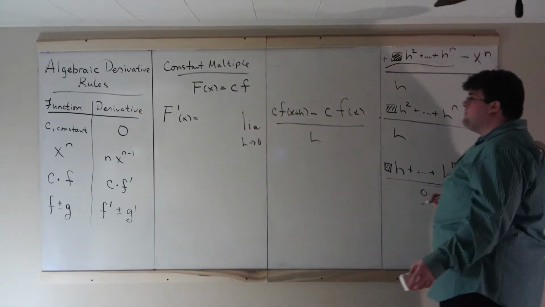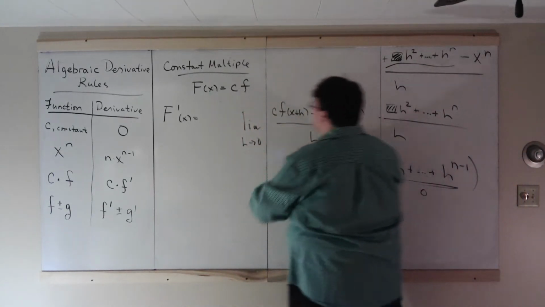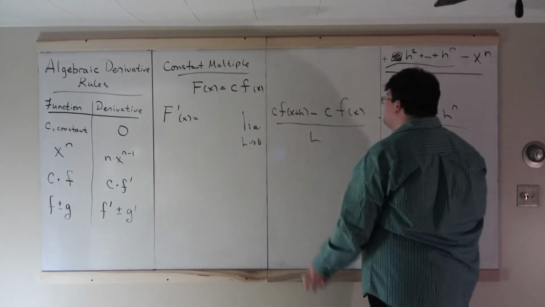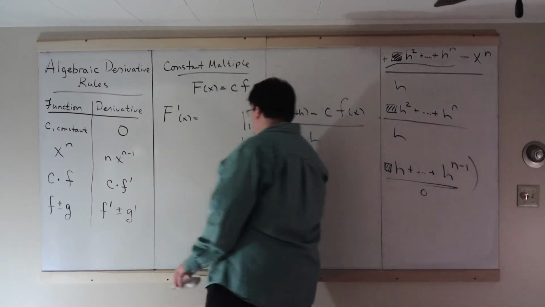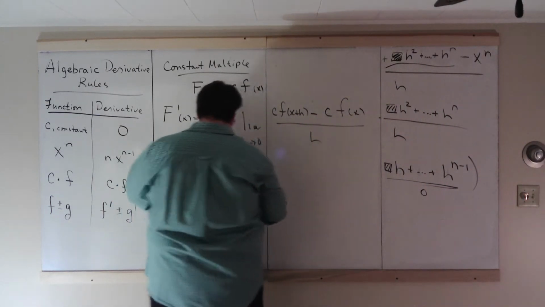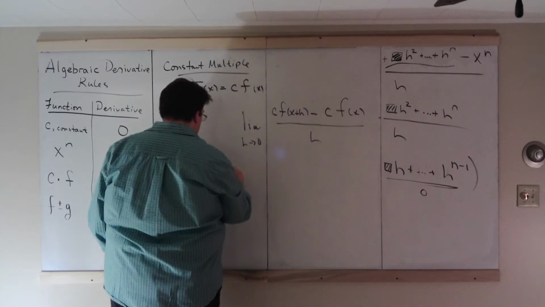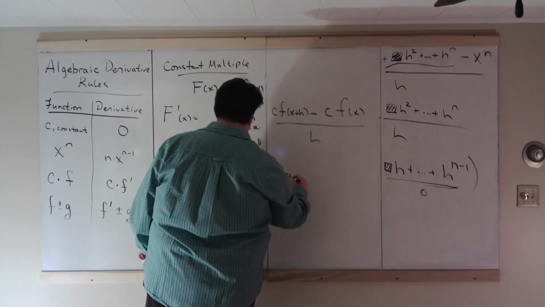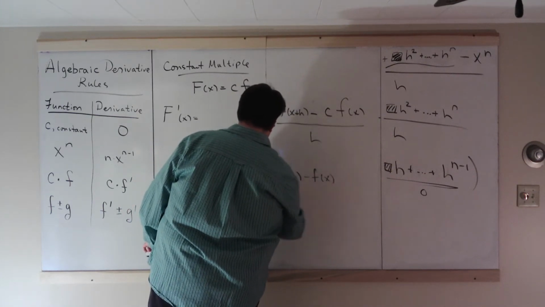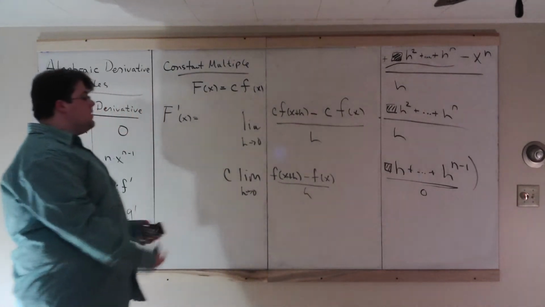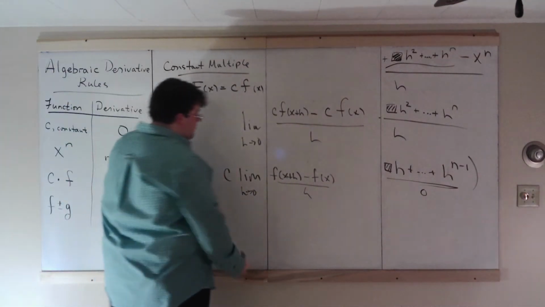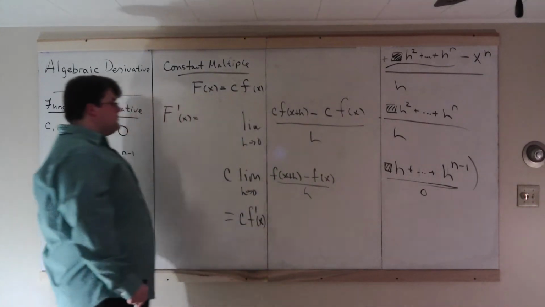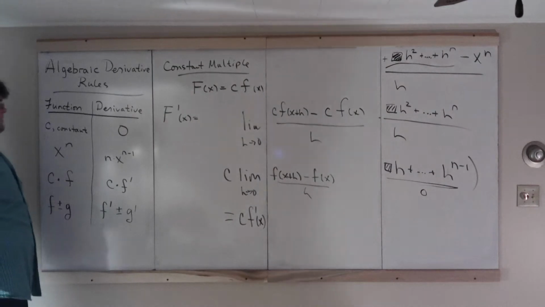So constant times f. Replace all x's with x plus h. We get constant times f of x plus h minus constant times f of x, all over h. And remember that we had a limit rule which said we could pull a constant out when taking a limit. You can pull a constant out of a limit. And what we're left with is f prime. So this follows straight from the definition.